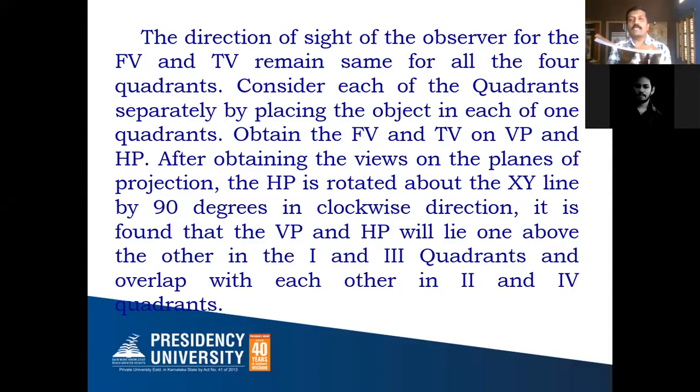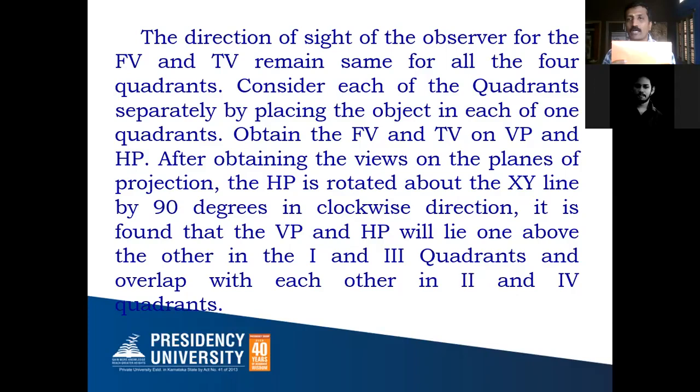Now also, I need to rotate the HP, this is my HP, without disturbing the VP, by 90 degrees in the clockwise direction. If I do that, this is my HP and VP intersection line, that is the XY line. So here, the HP and VP will overlap, and here I'm going to get both the top view as well as the front view overlapping.